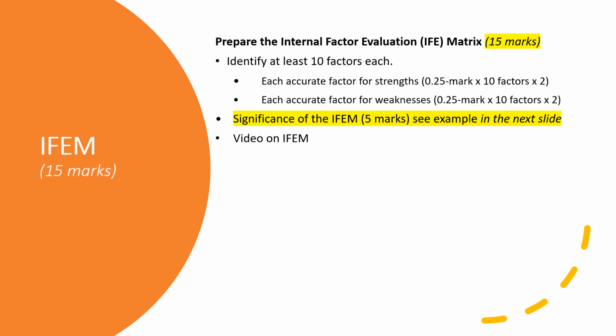The next section is the IFEM. So you need to prepare the IFEM of the company. So identify at least 10 factors of the strengths and weaknesses. So I will give you an example on how to write the significance of the IFEM using the Facebook example. I will also provide a video on IFEM.